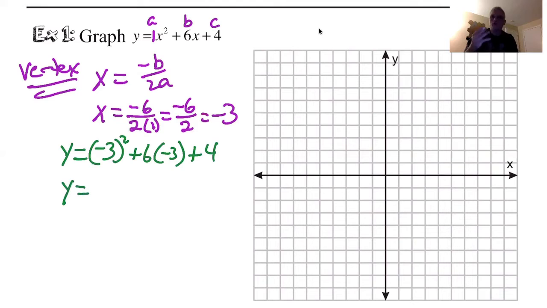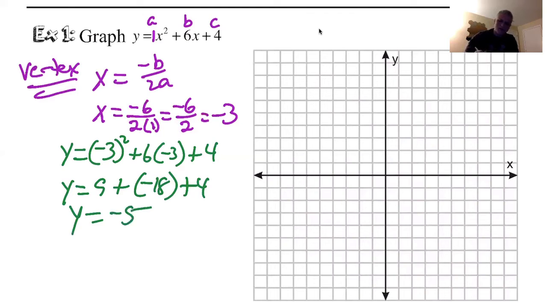Negative 3 squared. Do not do this in your calculator. It'll give you the wrong answer. It'll square the 3 and then multiply it by -1. You don't want that. -3 squared is 9. 6 times -3 is -18. So what is the y coordinate? 9 plus -18 is -9, plus 4 is -5. So my vertex is, let's change the color one more time, at -3, -5.